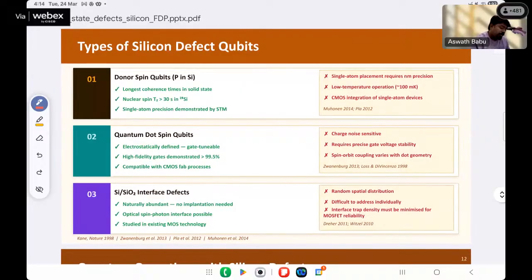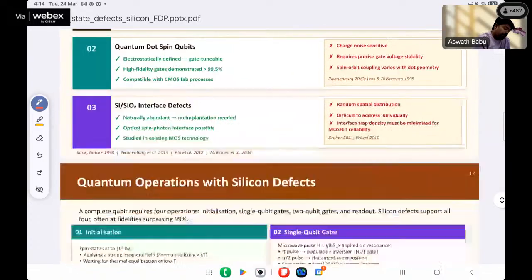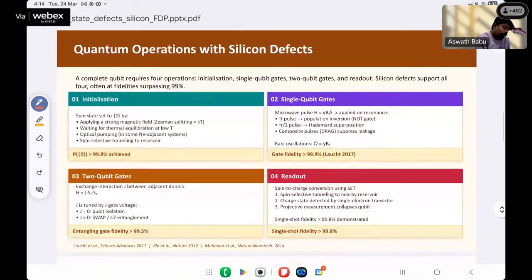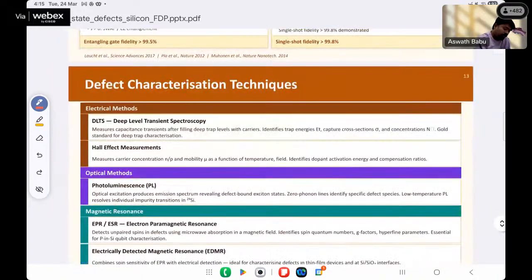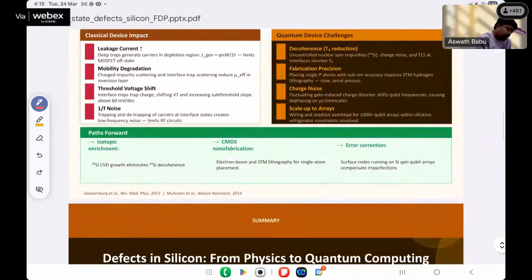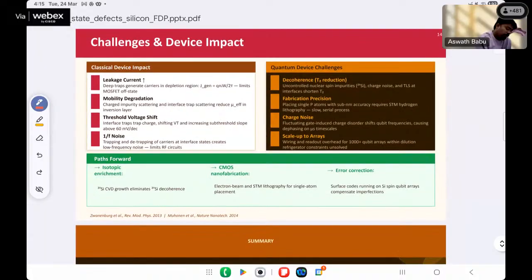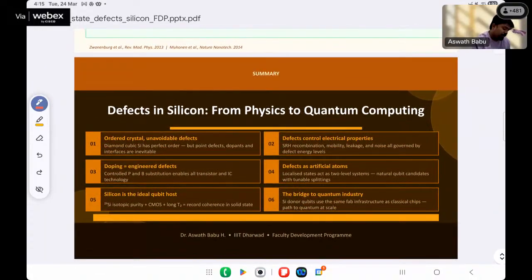Okay, so these are types of silicon defects in qubits. You can just go through it. Right, quantum operations. We'll skip that for the time being. So let's summarize. We have to go to the other part also, the NV center defects.